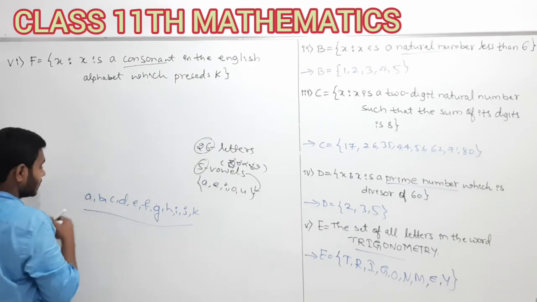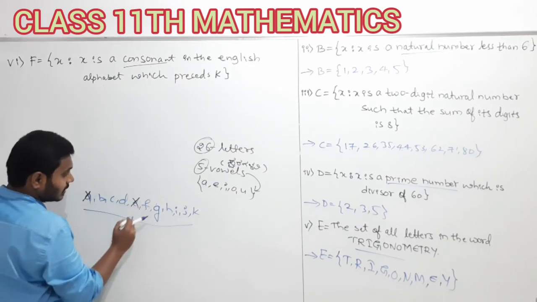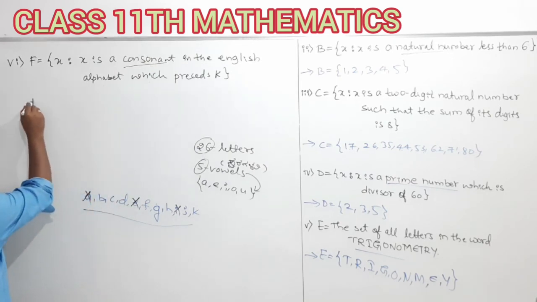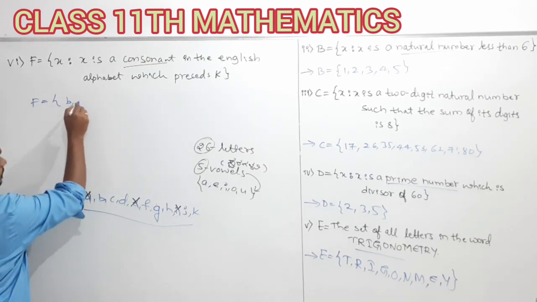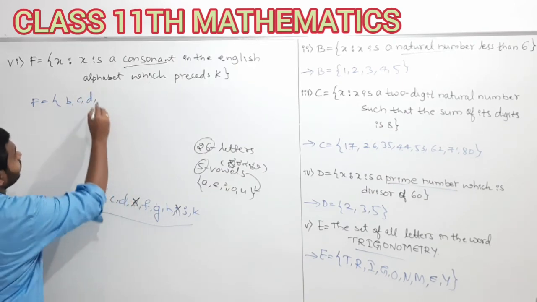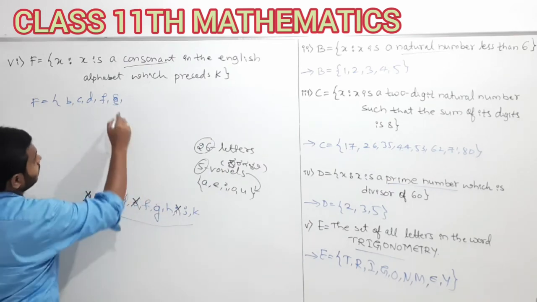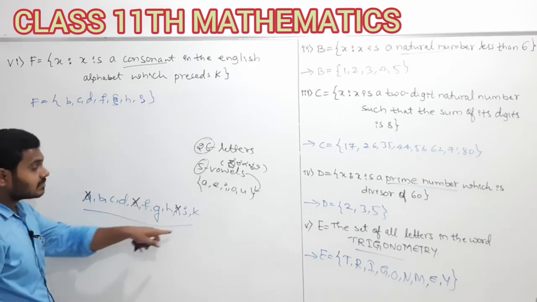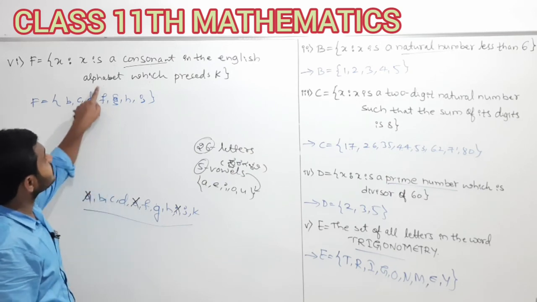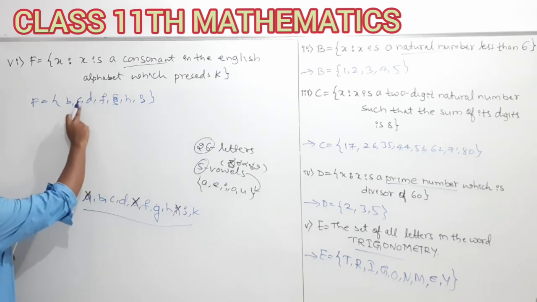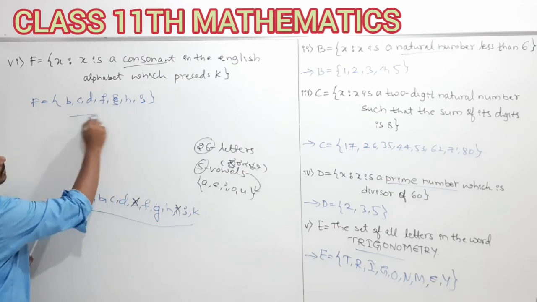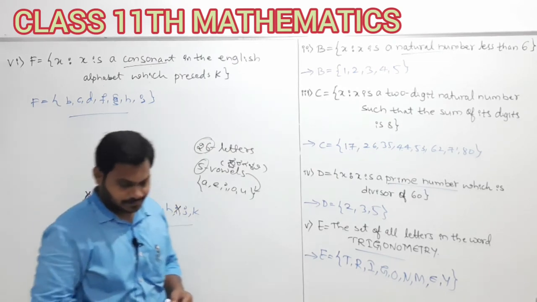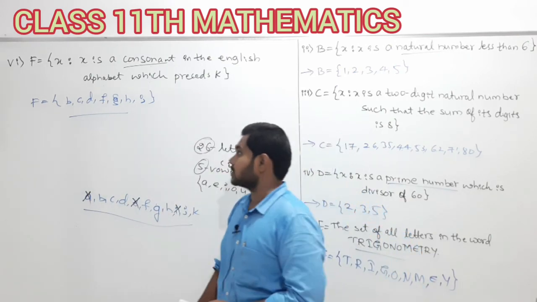What are the consonants? A is a vowel, so leave this one, E also vowel, and I is also vowel. So the remaining consonants are B, C, D, F, G, H, J. Preceder means whatever letters come before K, and those letters must be consonants. So these are the only possible ones: B, C, D, F, G, H, J. Like this you should write, my dear students.